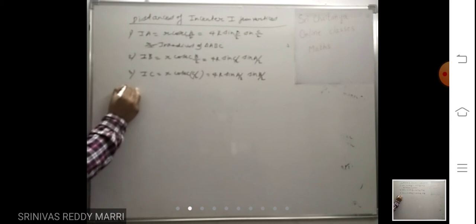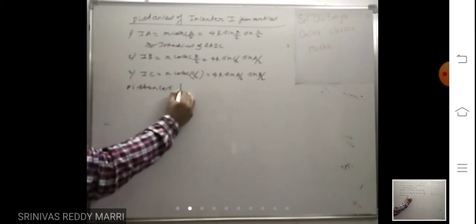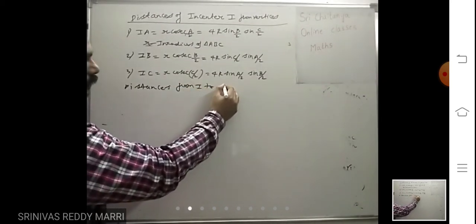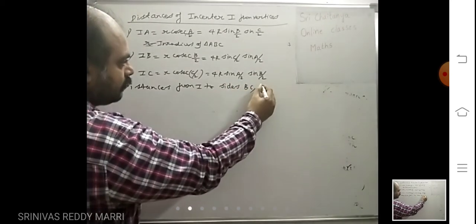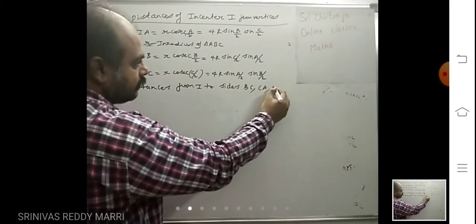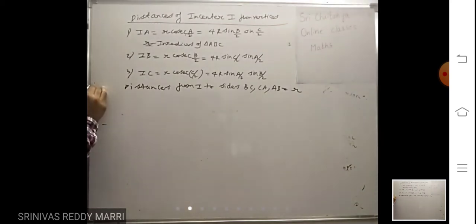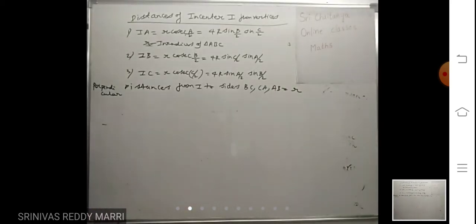Now the distances from I to the sides are obvious. That is the inradius. The perpendicular distances from I to each side are, by definition, the inradius. That is nothing but small r.